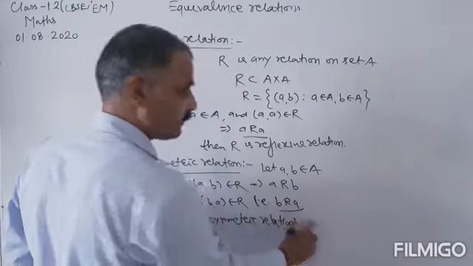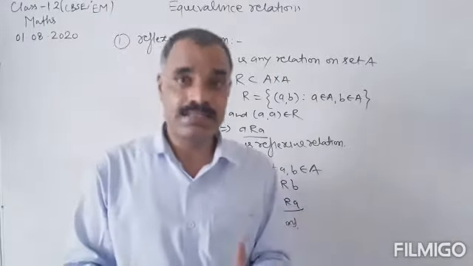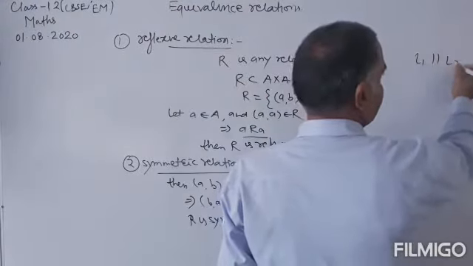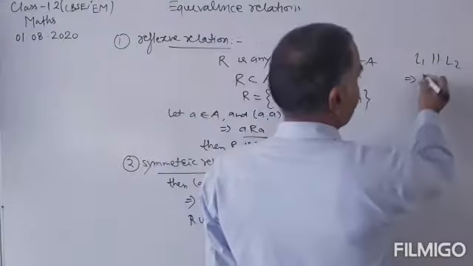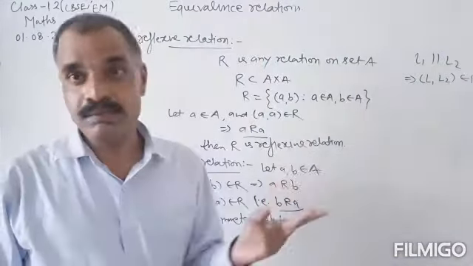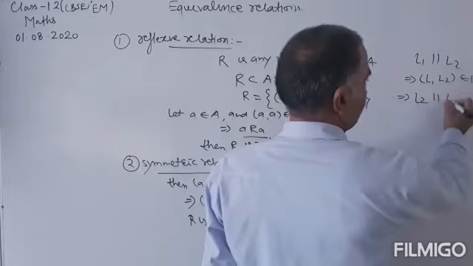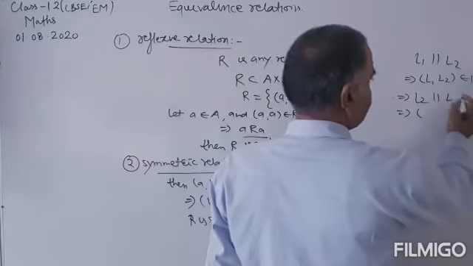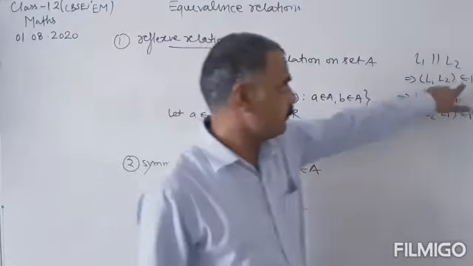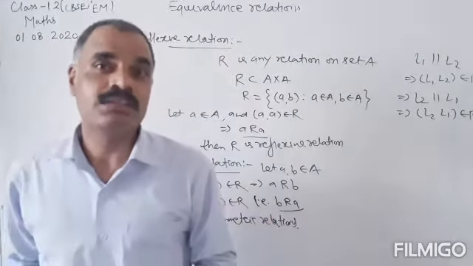Now what are the examples of symmetric relation? Like parallel lines. As L1 is parallel to L2, it means (L1, L2) belongs to the relation R. Now if L1 is parallel to L2, then L2 will also be parallel to L1. It means (L2, L1) also belongs to R. So (L1, L2) belongs to R implies that (L2, L1) belongs to R. So this relation is a symmetric relation.